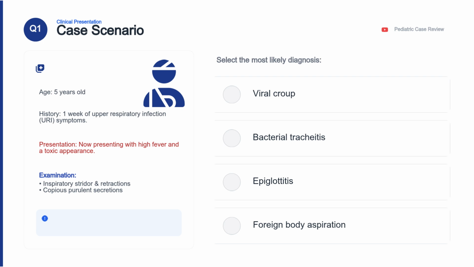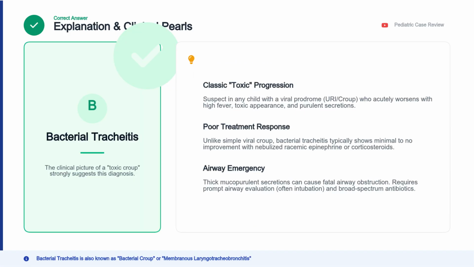What is the most likely diagnosis? Option A, viral croup. Option B, bacterial tracheitis. Option C, epiglottitis. Option D, foreign body aspiration. The correct answer is B, bacterial tracheitis.